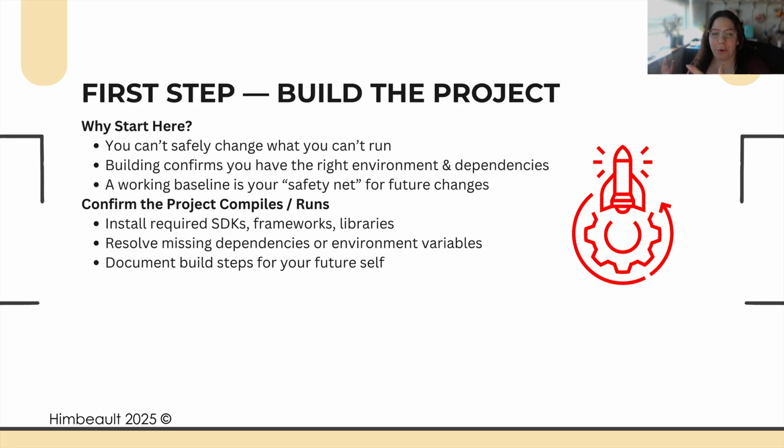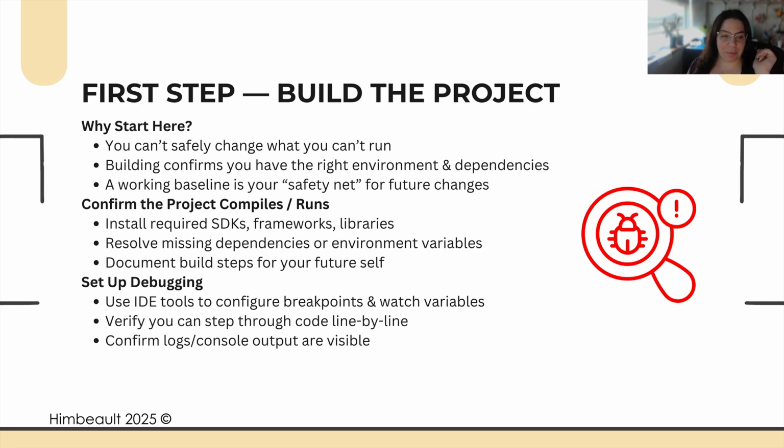Now, when we're trying to confirm that the project runs and compiles, this can be kind of like a multi-stage process, right? We have to install any required software development kits, any frameworks, any libraries, any dependencies that might be missed, or add any environment variables that we might need. These things can be incredibly difficult to do if we don't have documentation. So if there aren't any, we should be documenting the build steps for ourselves and for other people. And if there are existing documents, there is nothing wrong with using them and then updating them if things have changed since that setup versus what you're getting done right now.